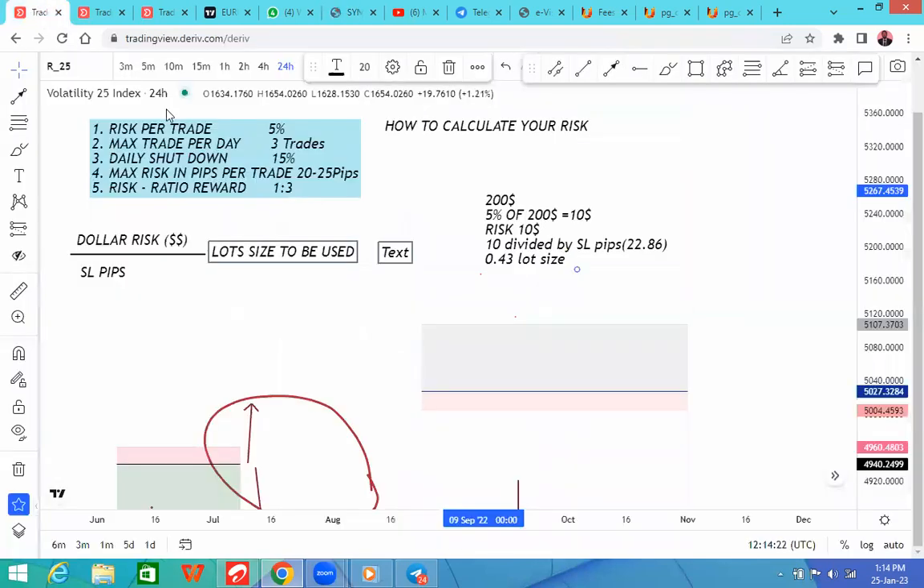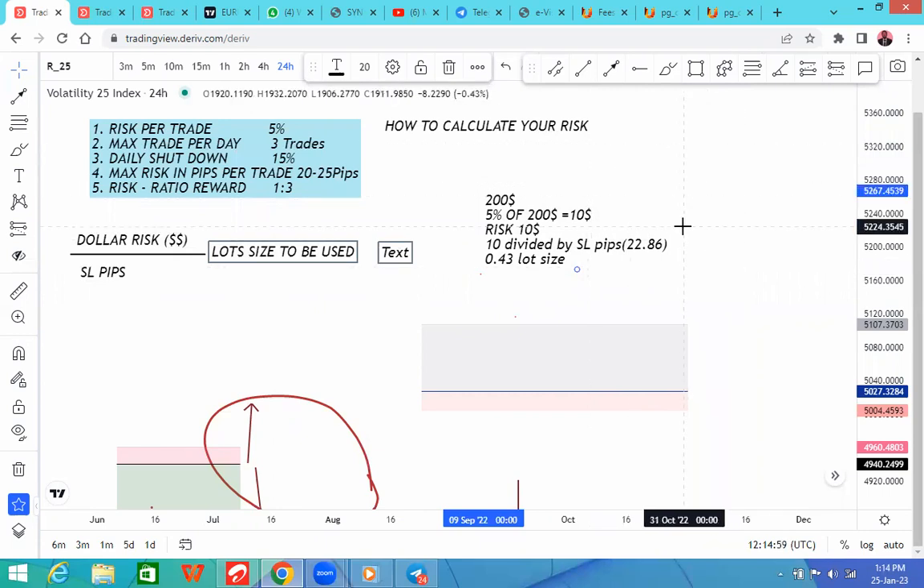So if I now want to use a $200 account and I'm still going to risk 5%, that'll be $10. I risk $10 on the first trade and I made a profit of $30. Second trade, I risk $10 again and I made $30. I'm already having $60. Then the third trade for the day, 1 to 3. That's $30 times 3, I made $90.